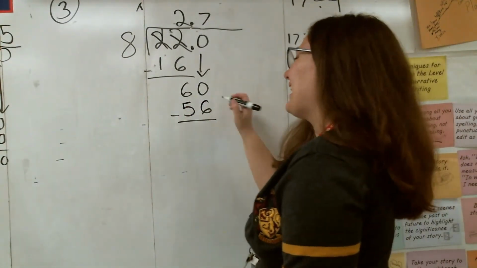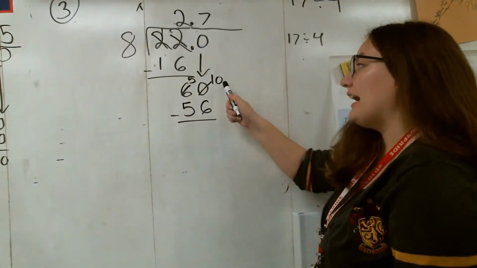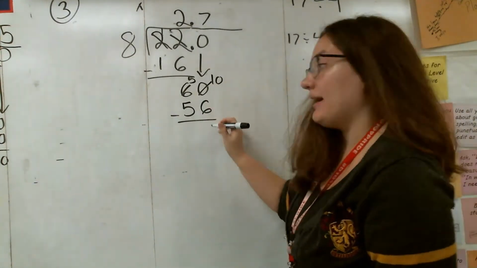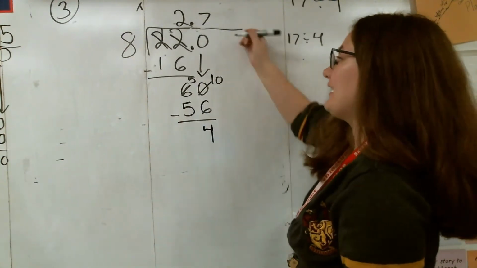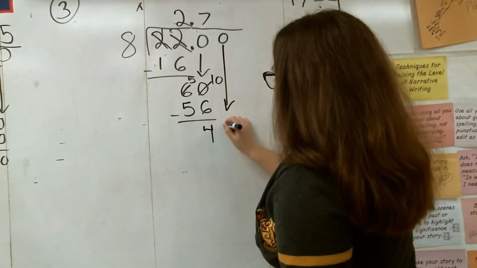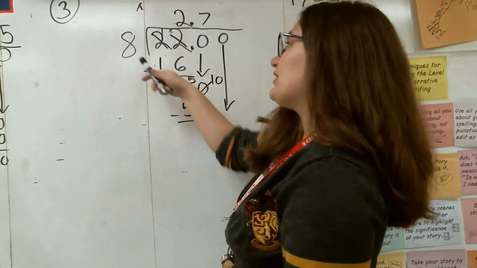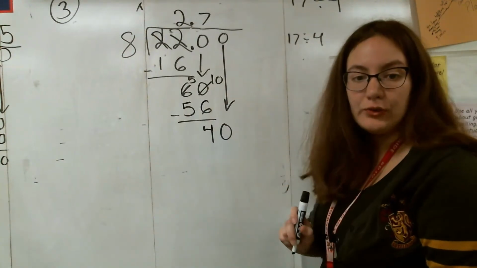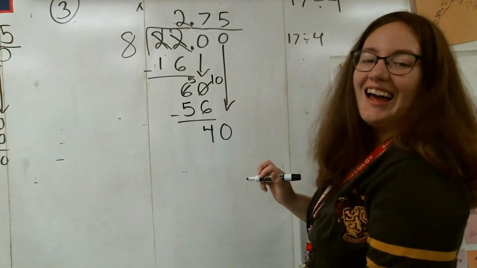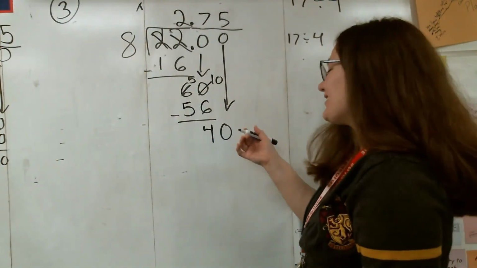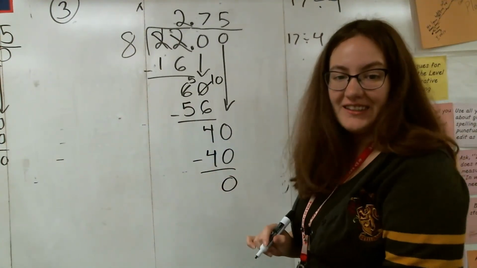So we do 60 minus 56. I will borrow from the 6, it becomes a 5, that 0 becomes a 10. 10 minus 6 is 4, and I still have a remainder, so I need to add another 0 and continue on. So now I'm thinking about how many times can 8 fit into 40, so 8 times what equals 40? Well, I could do 8 times 5, and 8 times 5 is 40. And that leaves me with a final remainder of 0.